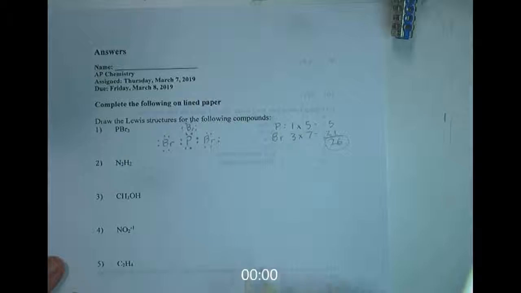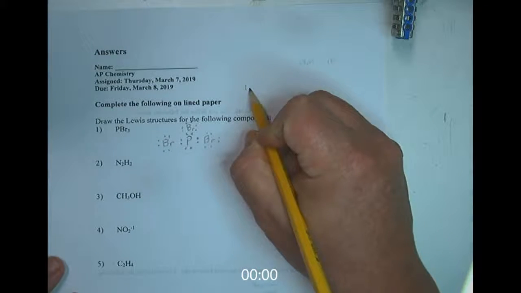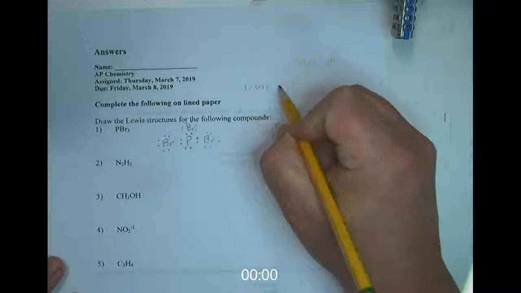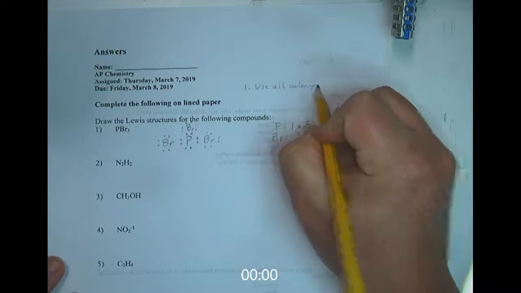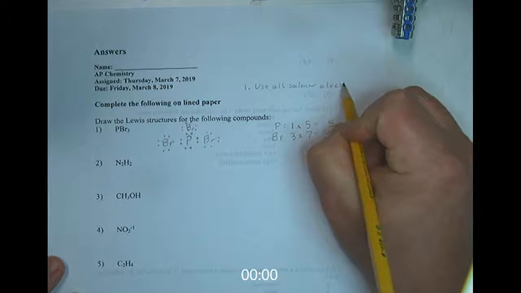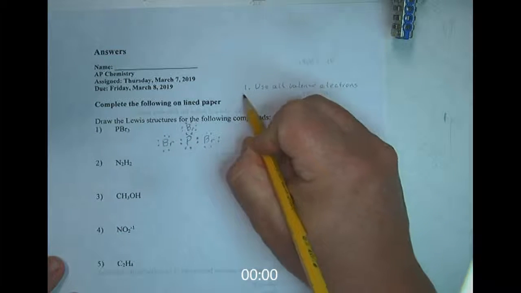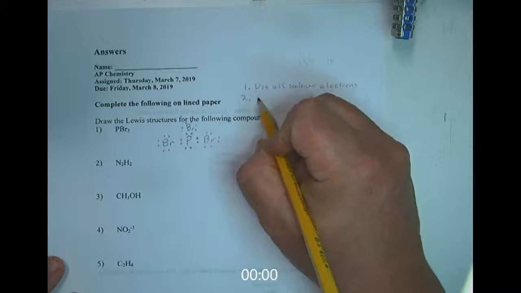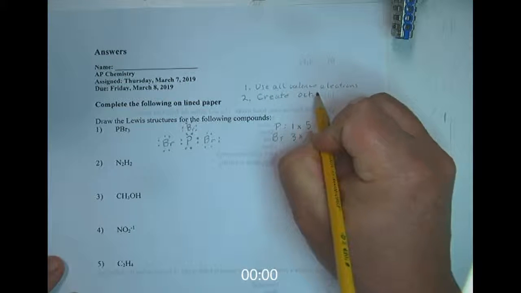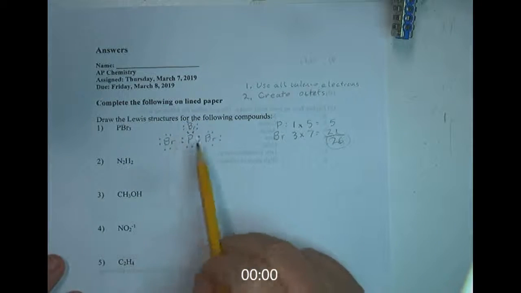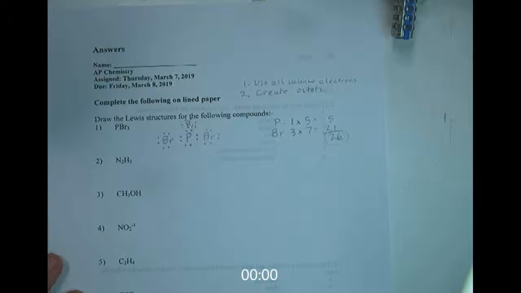So remember what you're shooting for. The 2 things you're shooting for are this. First, use all of the valence electrons. And second, create octets. So we've done both of those things here. Everybody has an octet. We've used all 26. We're done. That's the Lewis dot structure for phosphorus tribromide. Okay, let's keep going on now.